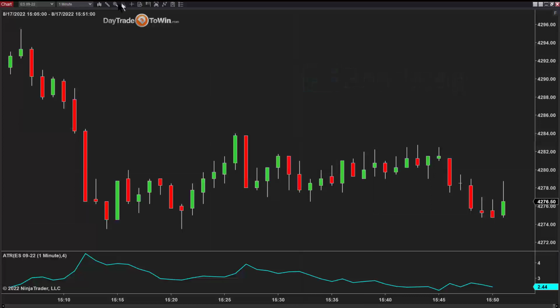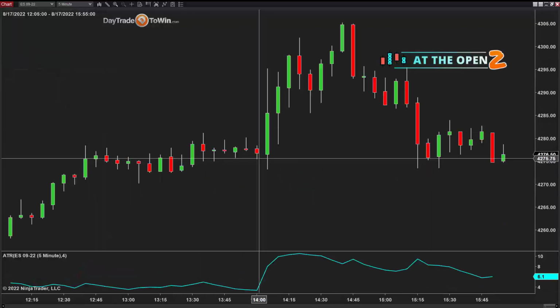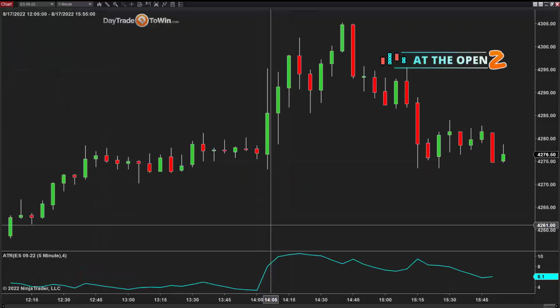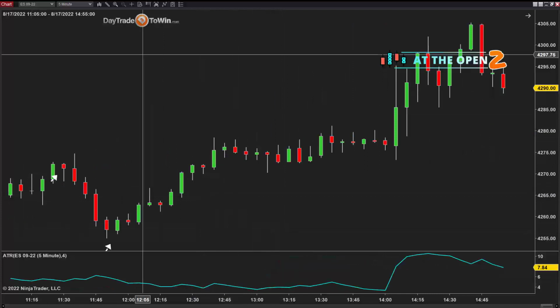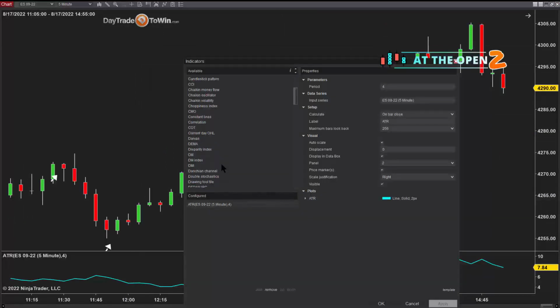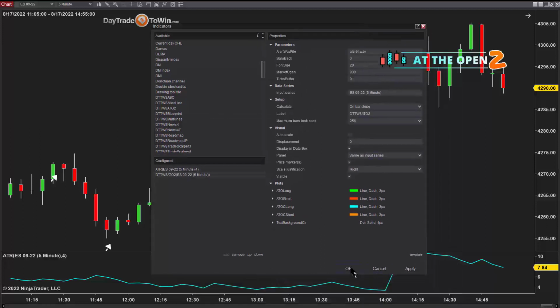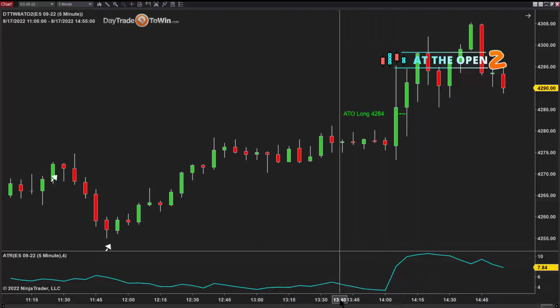Now, what I'm going to do here, I'm going to remove this here. I'm going to show you something else. I'm going to show you a lot of interest in the original method, the at the open method, which I'm going to show you right now. And the at the open method, let me just add it here. And the DayTradeToWin at the open 2 method, the second version of it. And we don't really have to do anything with settings. We leave it as is, and I'm going to just turn it on here.